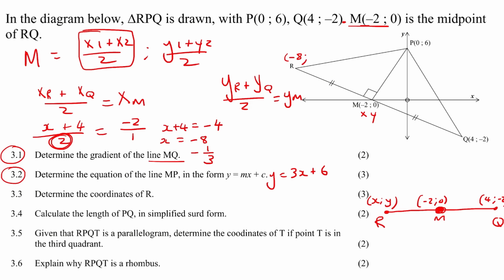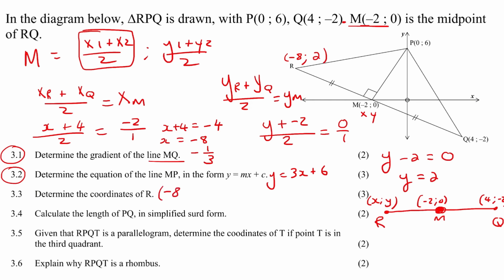Now if we do the y values, we use this now. So the y value of point R plus the y value of point Q over 2 should give us the y value of point M, which is 0. So we're going to cross multiply now, and you're going to eventually end up with minus 2 over here, and then 0 on the right, and so y will be 2. Okay, and so we've worked out the coordinates.